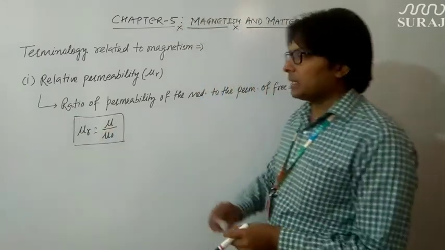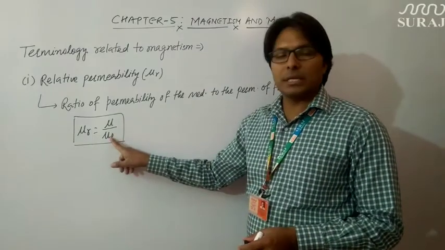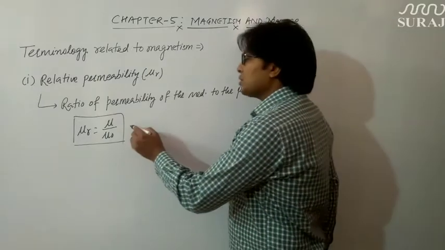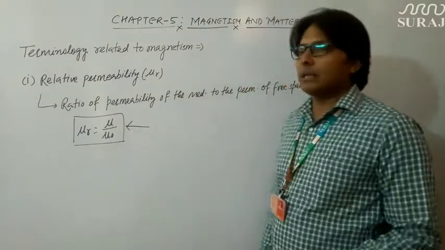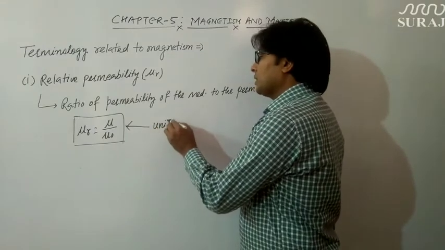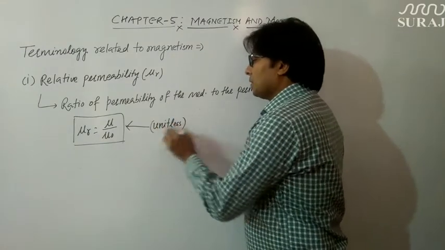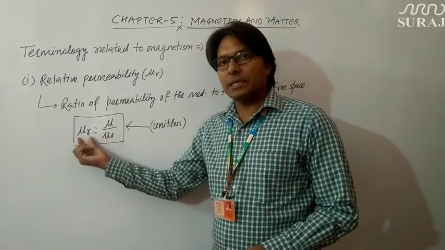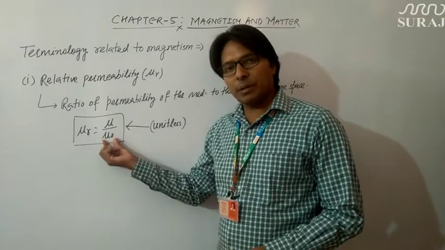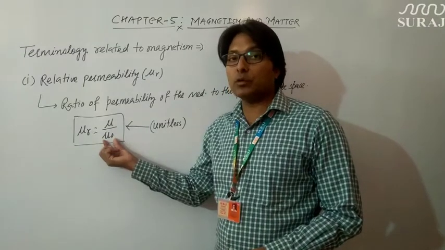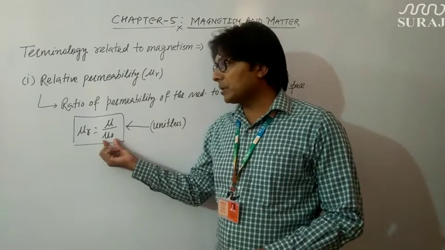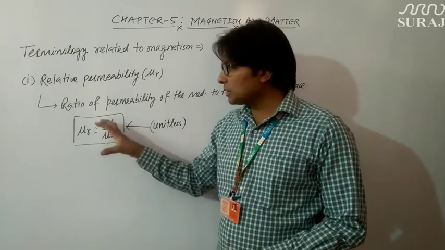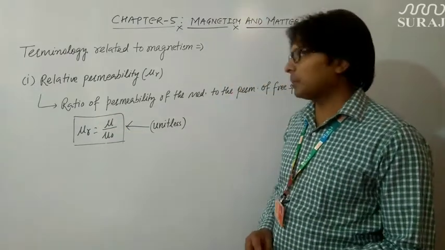Mu is the permeability of the medium and mu naught is the permeability of free space, and since it is a ratio of permeabilities, there will be no unit, so it would be unitless. If you know the relative permeability of a medium, then simply by multiplying it with the permeability of free space, which has the value of 4 pi into 10 to the power minus 7 Henry per meter, we can find out the permeability of the medium. So this is the importance of relative permeability.